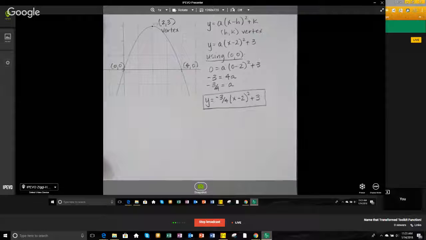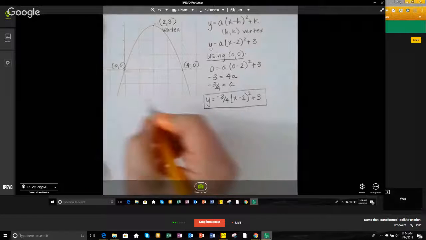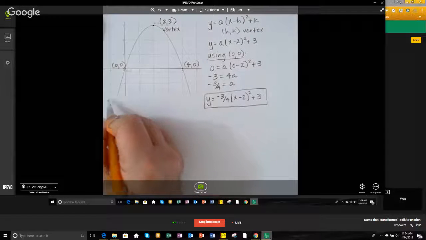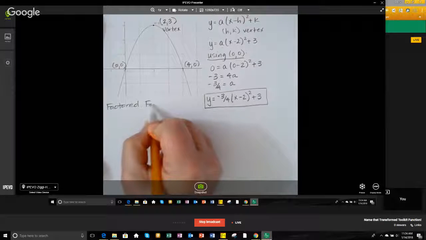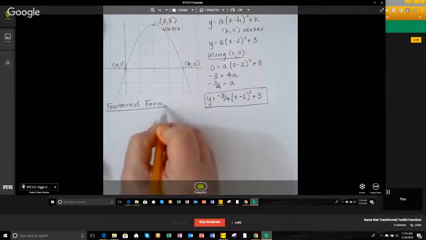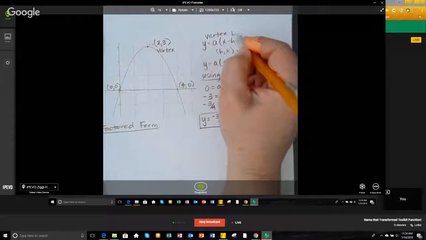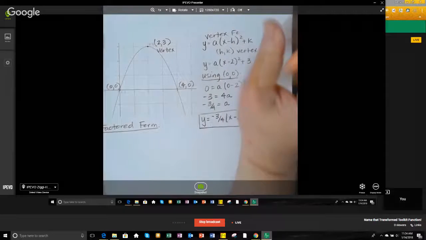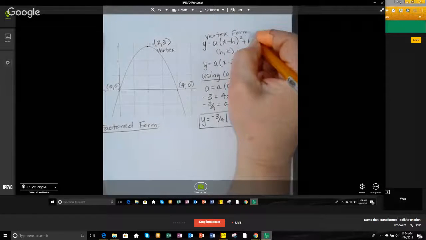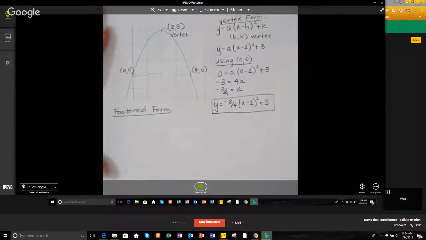Well, believe it or not, there's another form that we could have used to come up with the equation here, and that is factored form. Now, this one here is the generic for vertex form. Forgot to write that up there. All right, so let's try factored form.